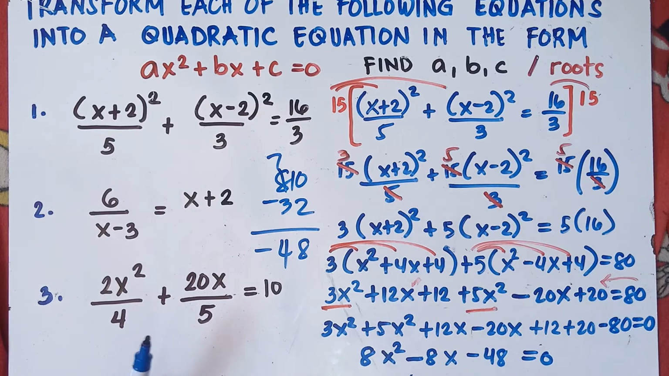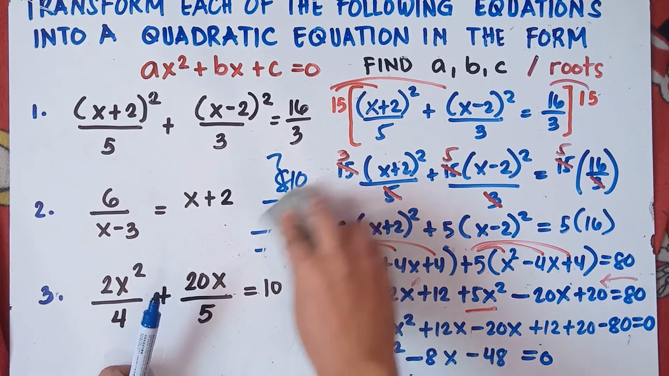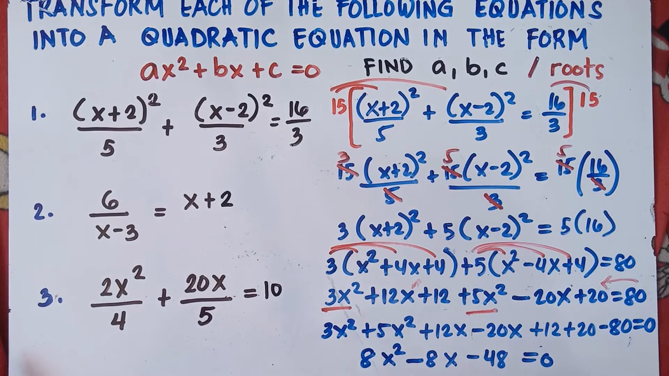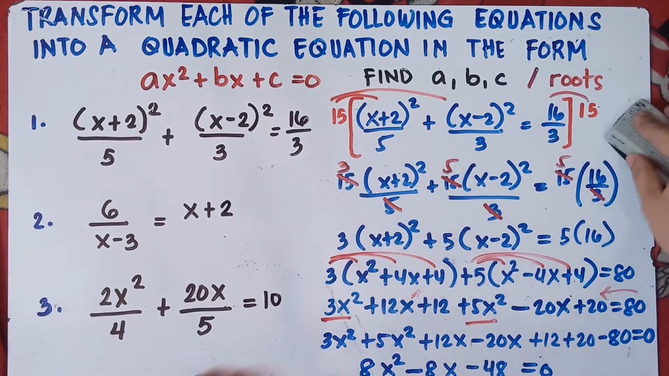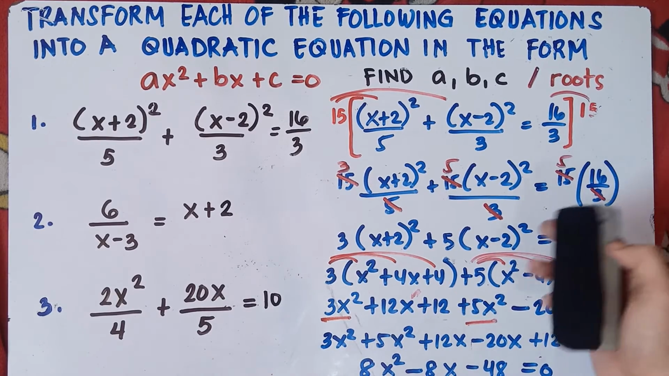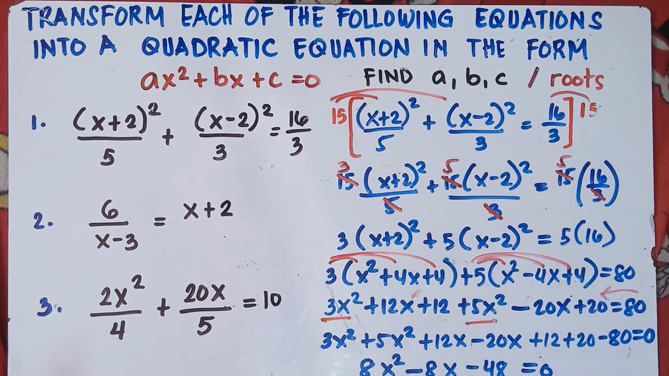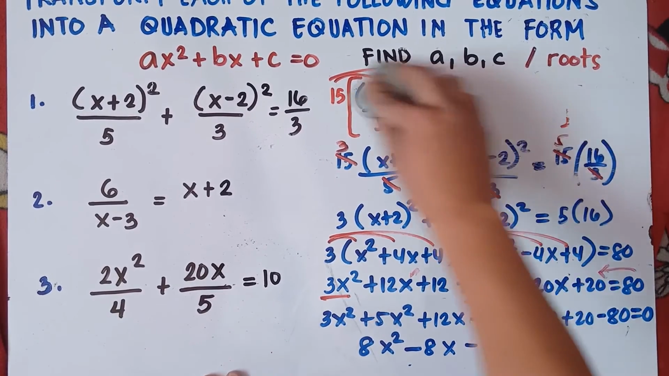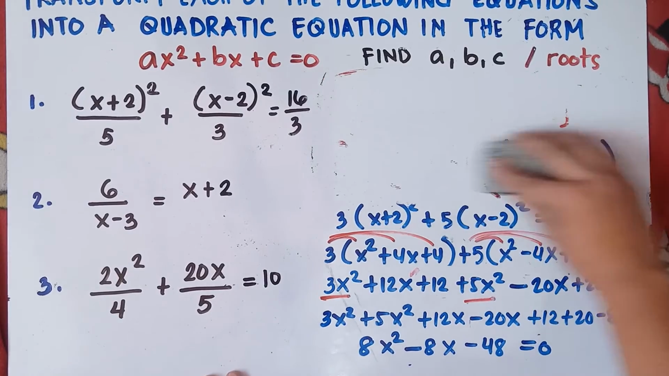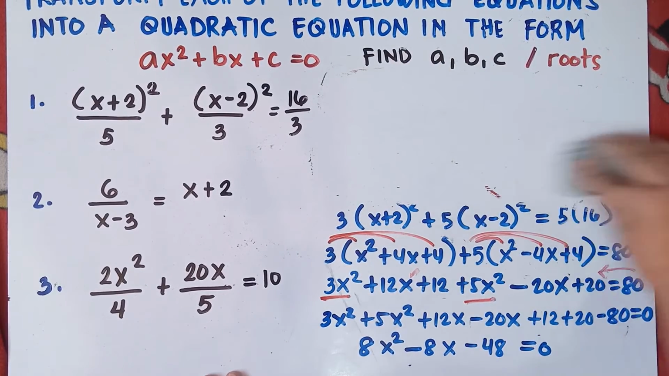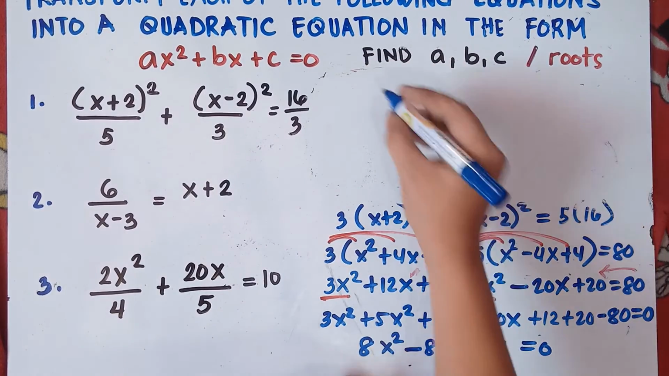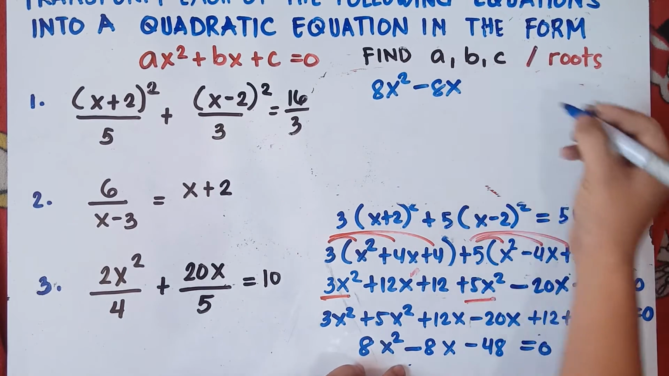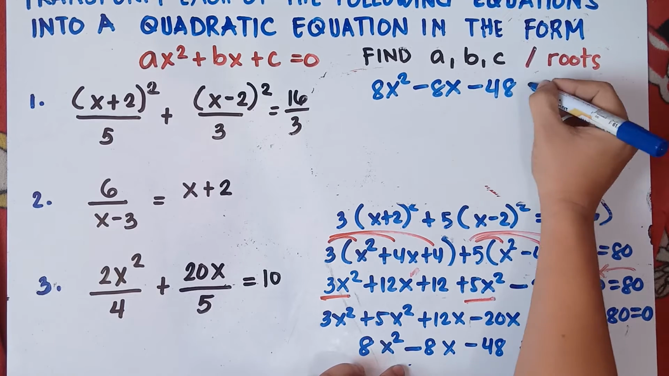I will be erasing this top part, class, because we don't have enough space. You pause the video, class. I will be erasing the top part because we need to find the roots and the value of a, b, c. So this is our equation, class. Check this one. We have 8x squared minus 8x minus 48 equals 0.